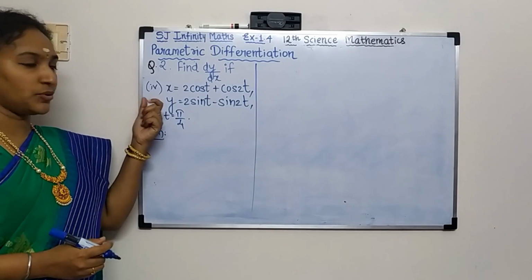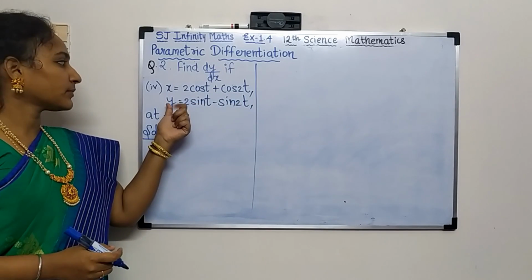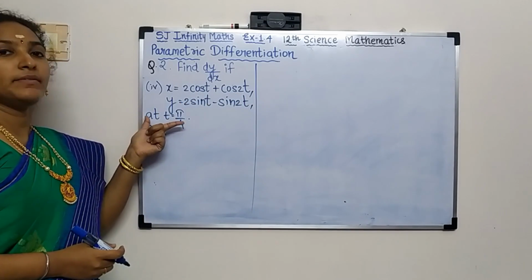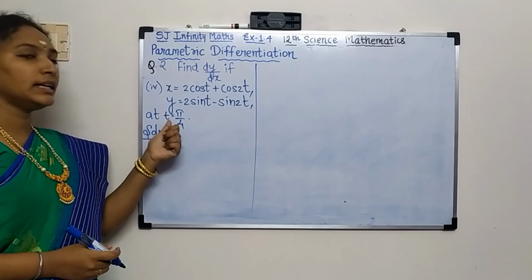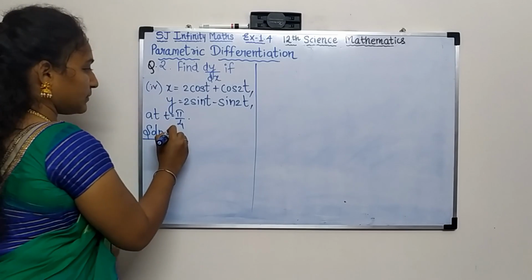See question number 4. We have x equal to 2 cos t plus cos 2t and y equal to 2 sin t minus sin 2t. We have to find the value of dy by dx at t equal to pi by 4. Now the solution is, find dx by dt first.